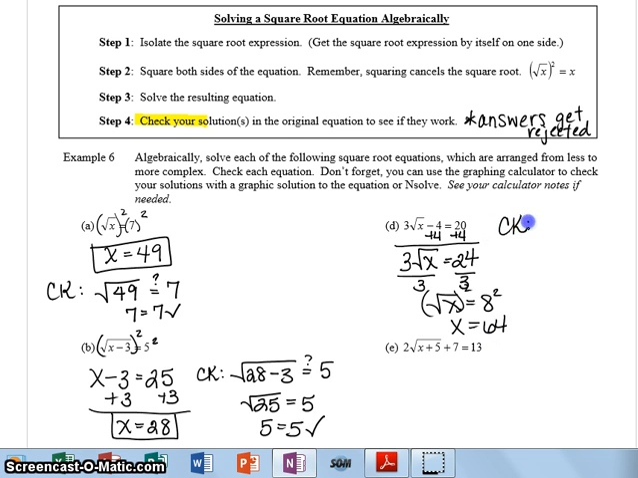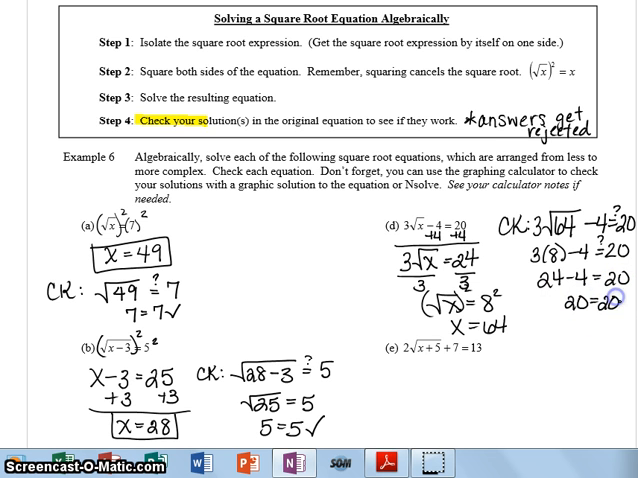Again, make sure you do the check. So 3 times the square root of 64, minus 4, and you're checking to see if that's equal to 20. You get 3 times 8 minus 4, which is 24 minus 4, and I get 20 equals 20. It checks out, so I accept the 64.